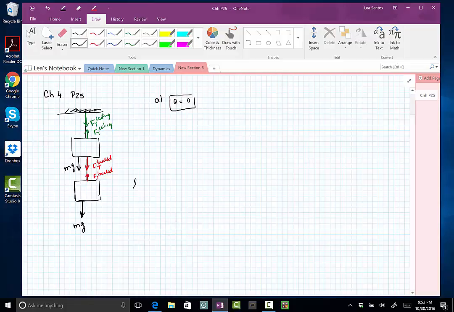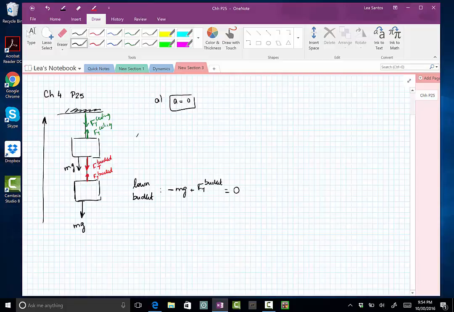So the lower bucket. For the lower bucket, what are the forces that we have? Well, let's choose a reference frame now. I'm going to choose up being positive. So mg is pointing down, it's going to be minus. What else do I have? The tension force between the buckets, positive because it's pointing up. These are all the forces on the lower bucket, and there is no acceleration. We already said they are at rest, so this is equal to 0.